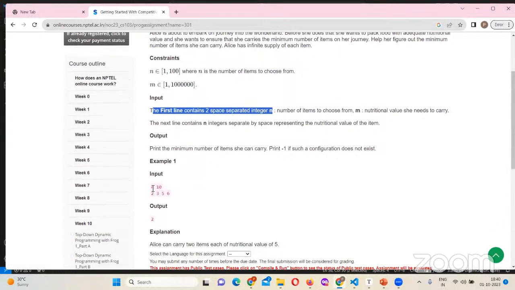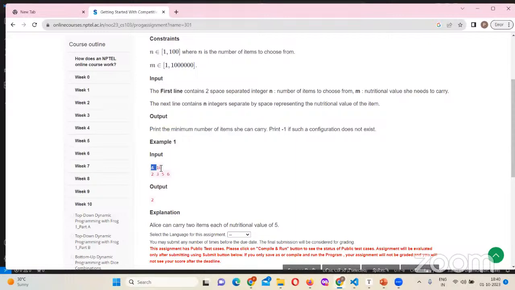If it is possible, you need to print the number of items she can carry. If not, -1 is your output. Now, in this example, you are given 4 items and you need to choose 10 as the nutritional value for those items. Now, there are many possible ways to do that. So 2 times 5 is a possible configuration for this solution.